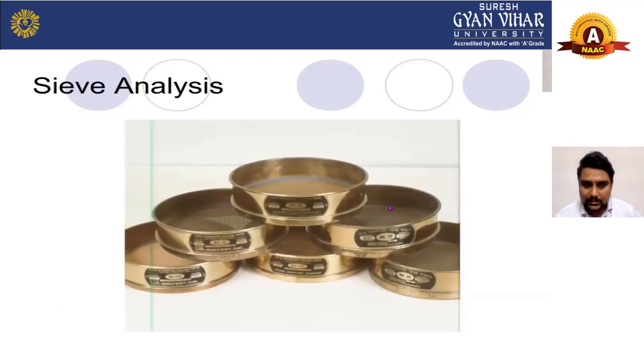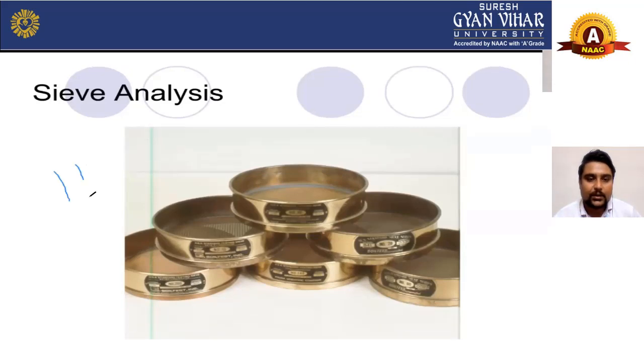Now, as you can see here, there is a sieve, IS sieve, and it is made of brass. If you see the size or shape of this hole, it will be rectangular. In many exams, this type of question has been asked. What is the shape of the holes of these sieves? Then you have to answer it here. It is rectangular, or you can also call it square.